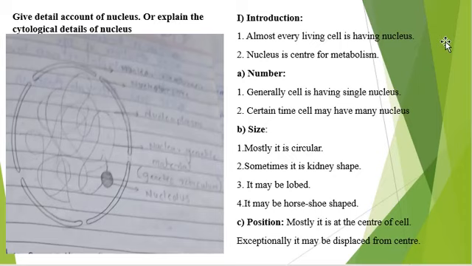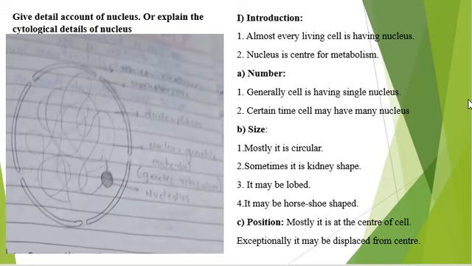Students, today we talk about the structure of the nucleus, or the cytological details of the nucleus. In almost every living cell, the nucleus is present. This nucleus is the center of metabolism. That means in the nucleus various reactions like catabolism or anabolism, the formation and breakdown of molecules, take place.